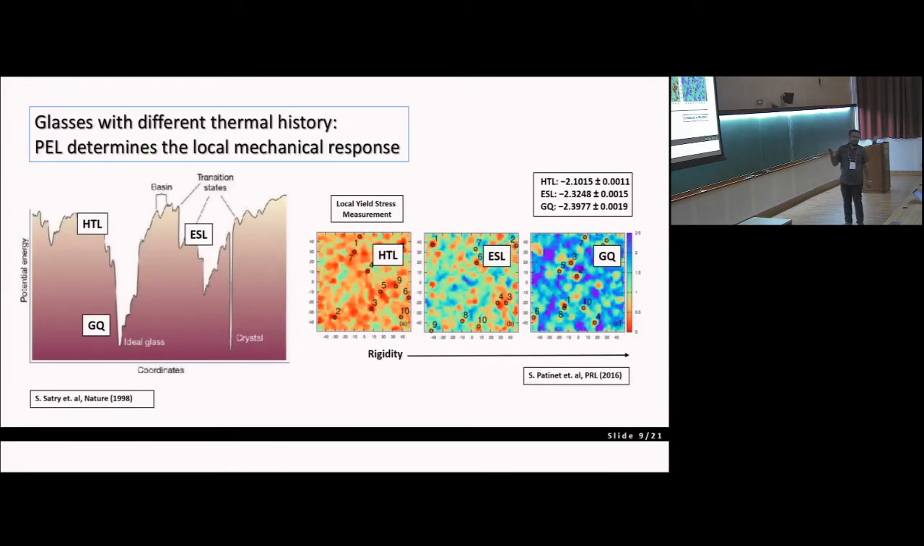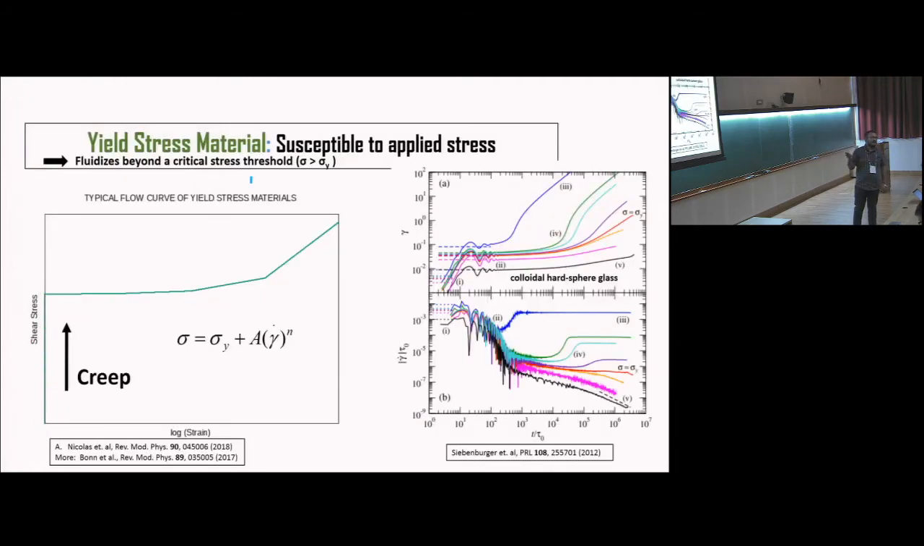This is a very well known picture in glasses. Question: for this last plot, that is strain versus time, right? This is strain versus time, and this is strain rate versus time. So this is more of a yield strain rather than a yield stress. No, each of the plots has been obtained for imposed shear, that is, imposed stress. It's basically for imposed stress.